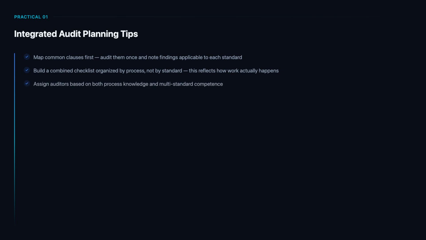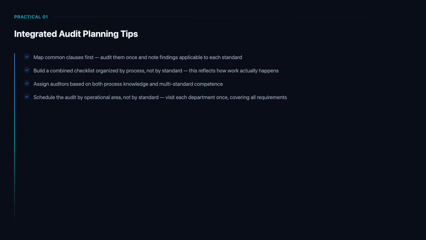Assign audit team members based on both their process knowledge and their competence across the three standards. An auditor covering manufacturing should understand quality specifications, environmental emissions, and workplace safety hazards. If no single auditor covers all three domains, pair specialists to audit processes together.